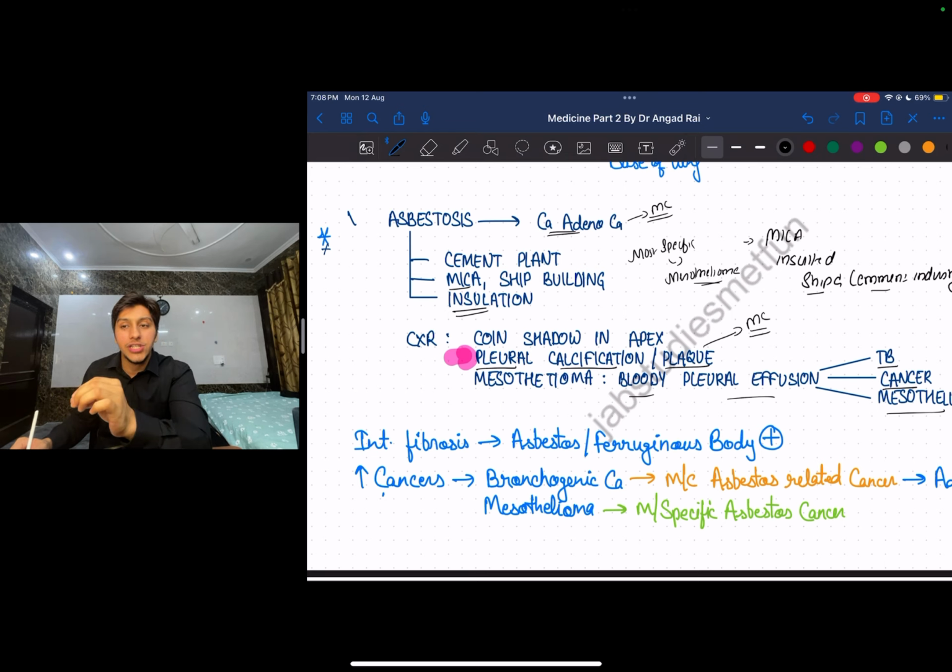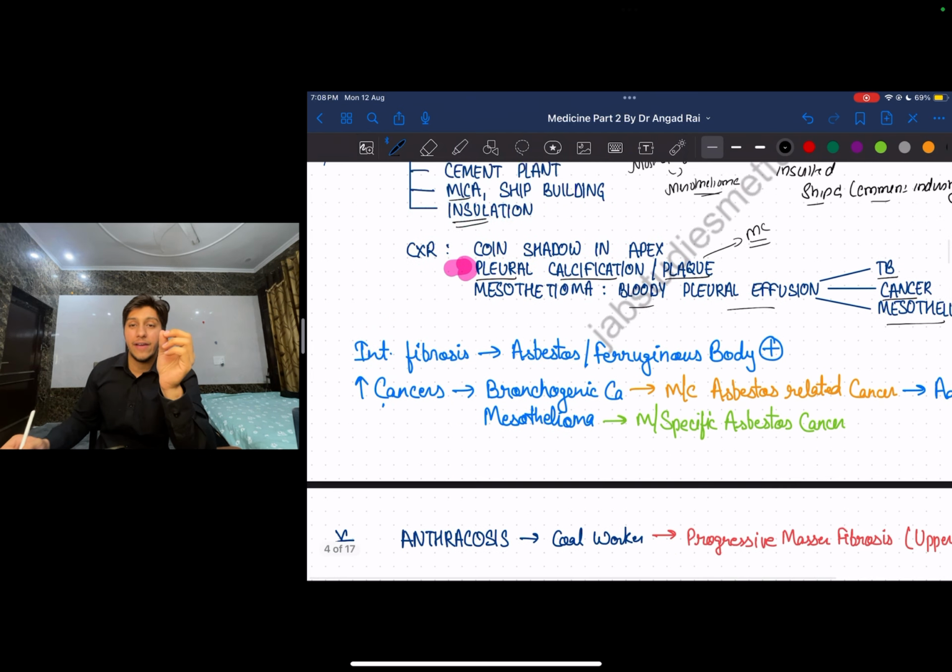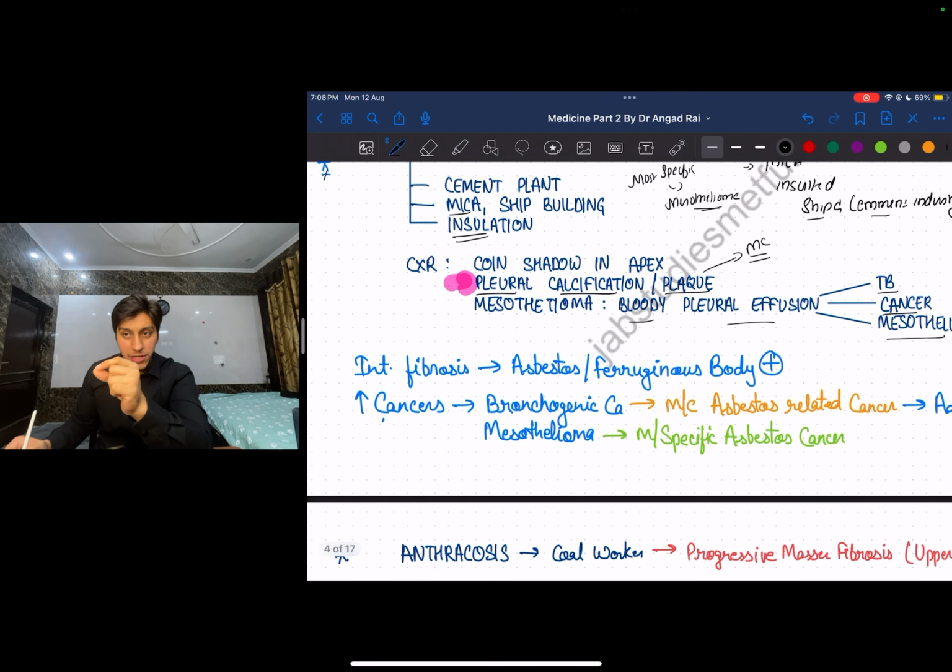Pleural calcifications or plaques will be seen, and these are the most common signs which you find in asbestosis. Basically, what happens is you will have some bodies known as ferruginous bodies or asbestos bodies, which will be found in the images when you see a lung X-ray. Along with this, remember the most common type of cancer seen in asbestosis is adenocarcinoma, specifically a bronchogenic cancer. But if they ask you which is the most specific, guys, it is going to be mesothelioma.